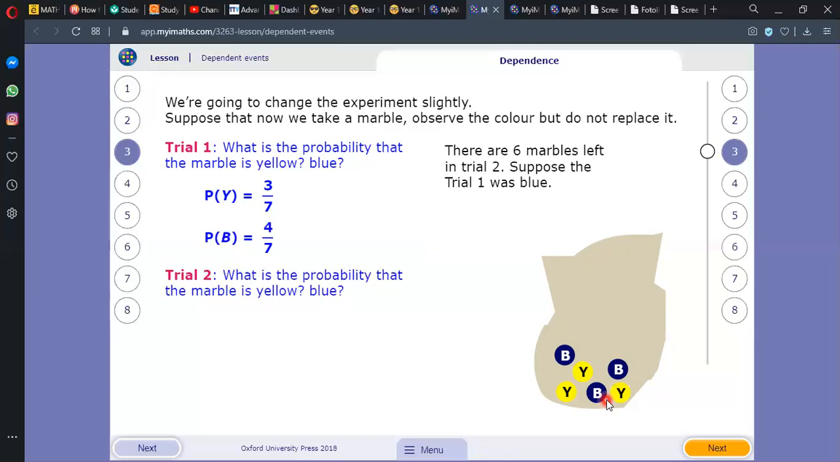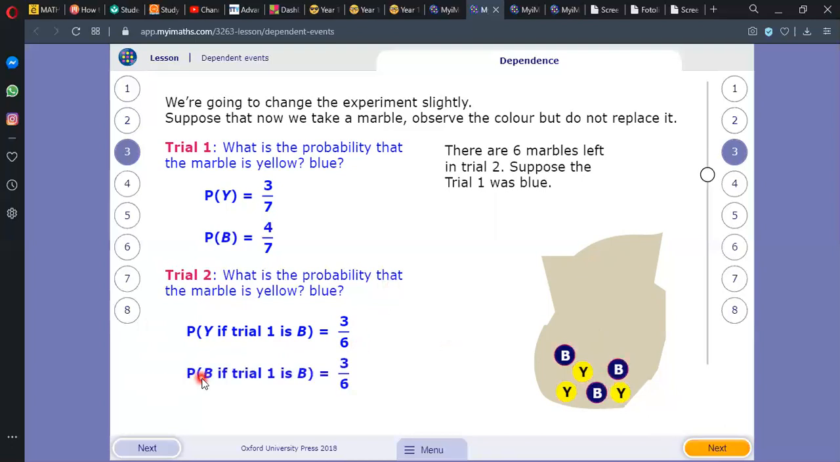So please take note of that. That is the most important thing to remember when you are dealing with events without replacement. What you picked would have reduced by 1, and the total number would have also reduced by 1. All right? So, probability of Y, if the trial 1 was that you picked the blue, would now be 3 over 6. Because the number of blues now has reduced to 3 from 4, and then the total number of balls is now 6. So 3 over 6.